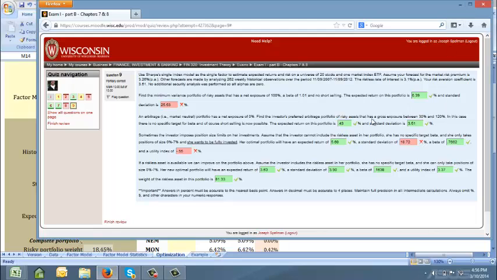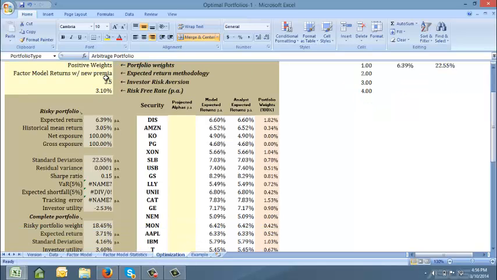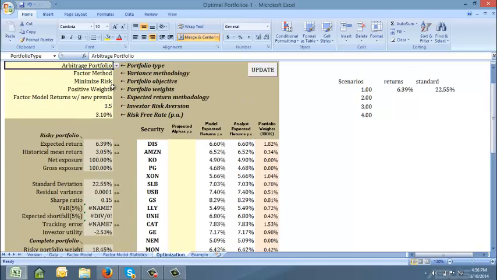We need to have an arbitrage portfolio that has net exposure of 0. We've got to find the preferred portfolio of risky assets that has gross exposure between 30% and 120%. No target beta, and of course short selling is possible. So we're going to go normal. This is going to become an arbitrage portfolio because it tells us it wants arbitrage.